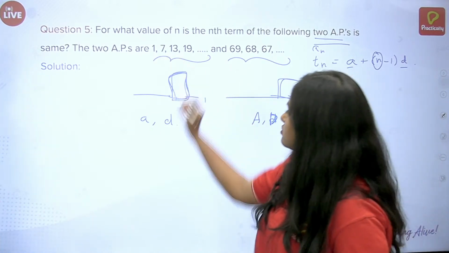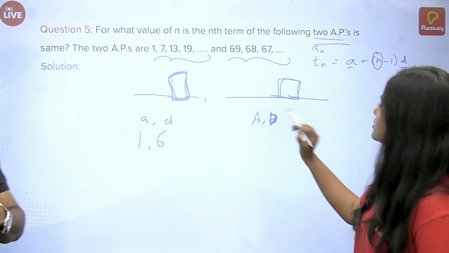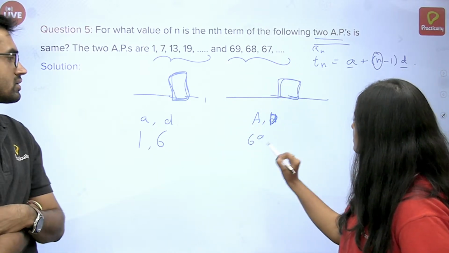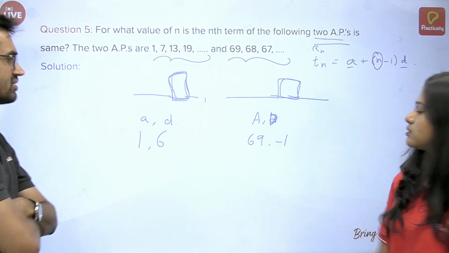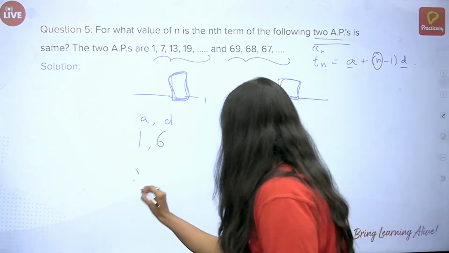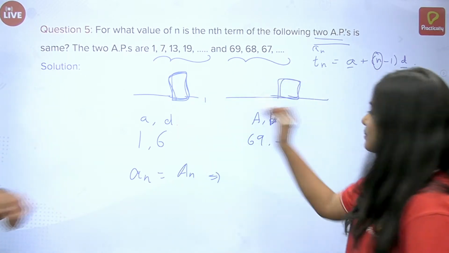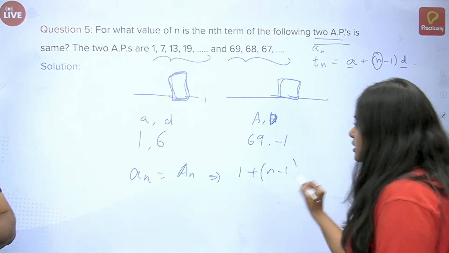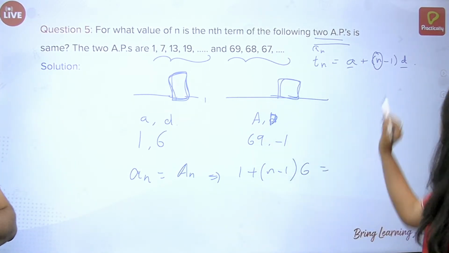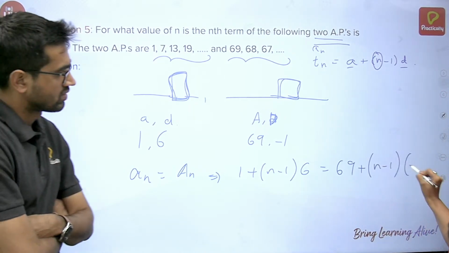So a is 1, d is 7 minus 1, 6. Next, this A is 69. Common difference is minus 1. Remember this is minus 1, very easy. Now equate. So a n is equal to A n. Directly the formula: 1 plus n minus 1 into 6 is equal to 69 plus n minus 1 into minus 1.